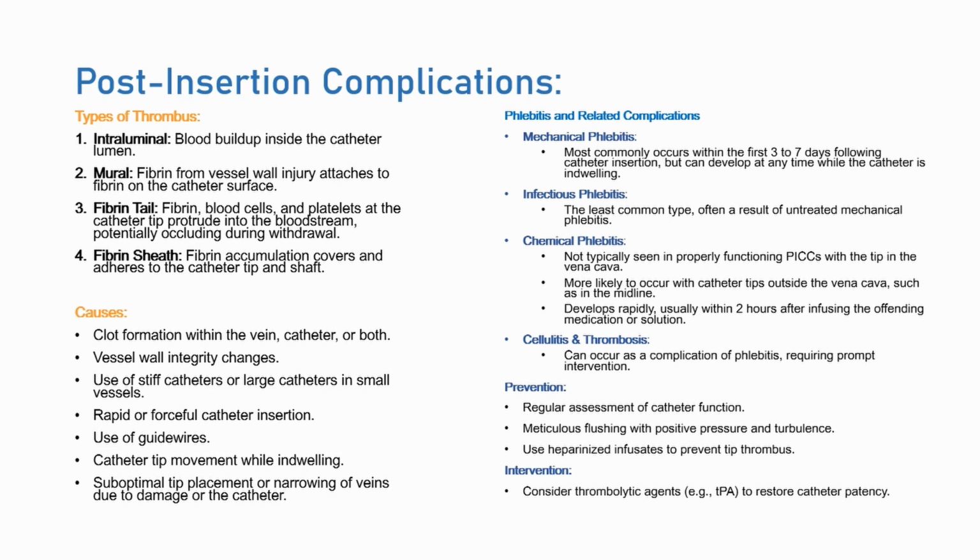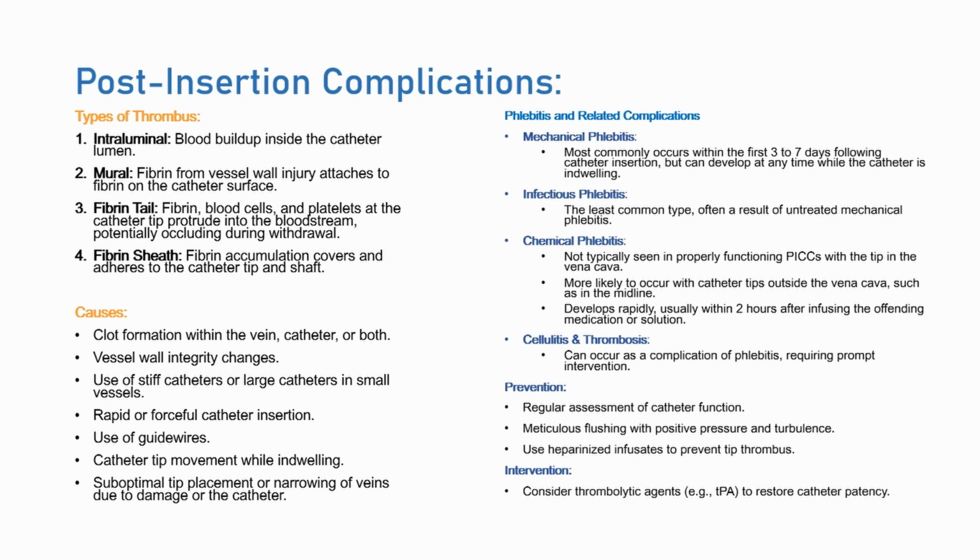Infectious phlebitis, the least common type, is often a result of untreated mechanical phlebitis. Chemical phlebitis is not typically seen in a properly functioning PICC with the tip in the vena cava. It is more likely to occur with catheter tips outside the vena cava, such as in a midline, and develops rapidly, usually within 2 hours after infusing the offending medication or solution. Cellulitis and thrombosis can occur as a complication of phlebitis, requiring prompt intervention.